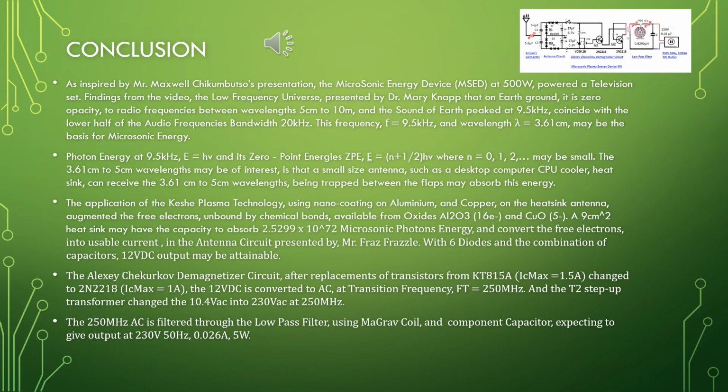The 250 MHz AC is filtered through the low-pass filter using McGrath coil and the component capacitor, expecting to give output at 230 volts, 50 Hz, 0.026 ampere, 5 watt.